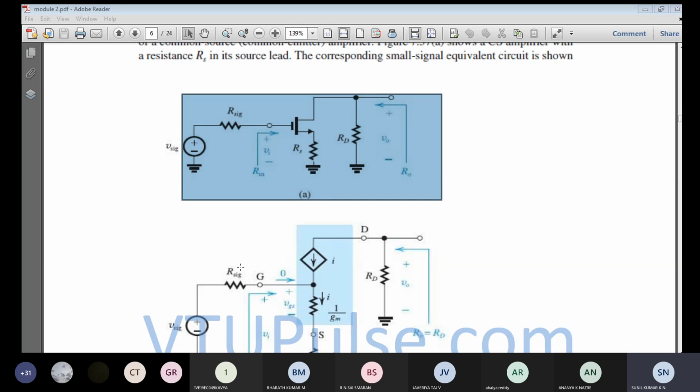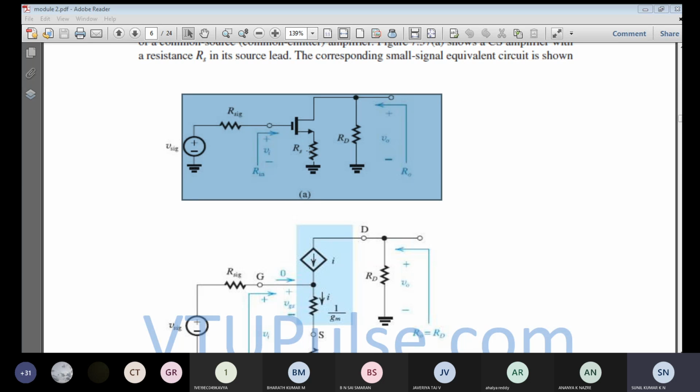So the source current will remain the same as that of the original model, gm times VGS. Whatever the source current is, it should have the same gm into VGS. So now the small signal equivalent circuit can be represented like this, right? Any changes we are going to see are from this model to this model.